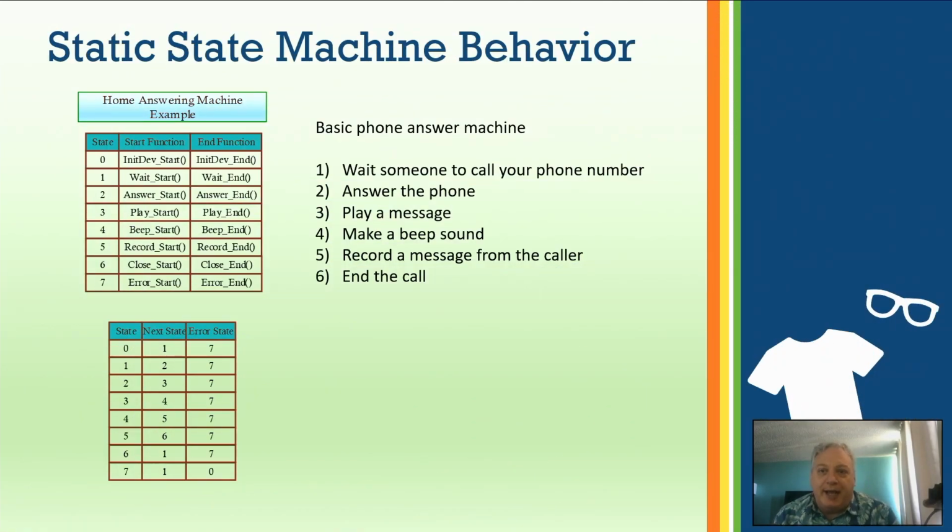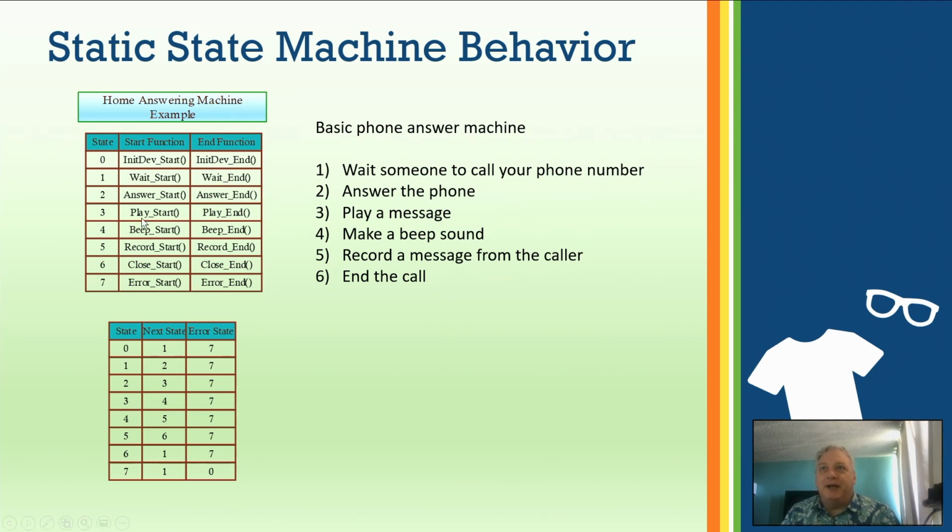A real easy way to understand a static state machine is an answering machine. Well, I'm not sure if anyone uses answering machines anymore, but you do have voicemail capabilities on your phone, so it'll be pretty much the same. Here, we're going to initialize the machine, basically make sure the device is in its init state, capable of waiting for phone calls, and then we wait for a phone call. Once someone calls, we answer the machine, play a message, make a beep sound, record a message from the caller, and then hang up the call and wait for the next person.